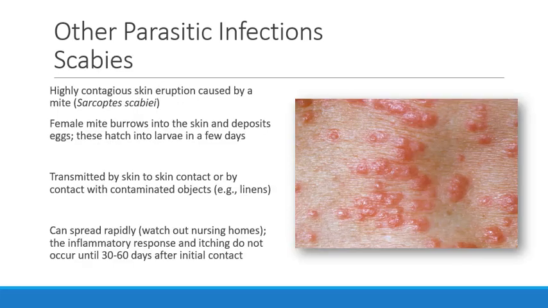Scabies, a highly contagious skin eruption caused by a mite. The female mite burrows into the skin and deposits her eggs. These hatch into larvae in a few days. Transmitted by skin-to-skin contact or by contact with a contaminated object. Can spread rapidly. So think about nursing homes, skilled nursing facilities possibly. The inflammatory response and itching do not occur until 30 to 60 days after initial contact.